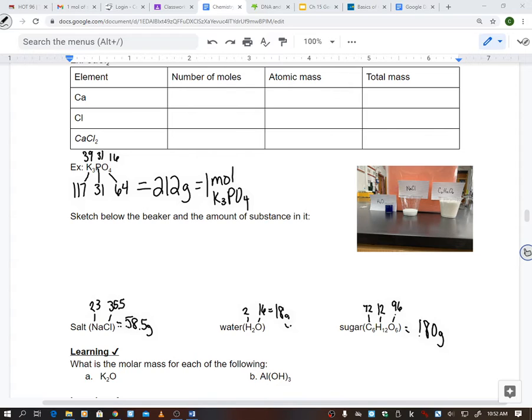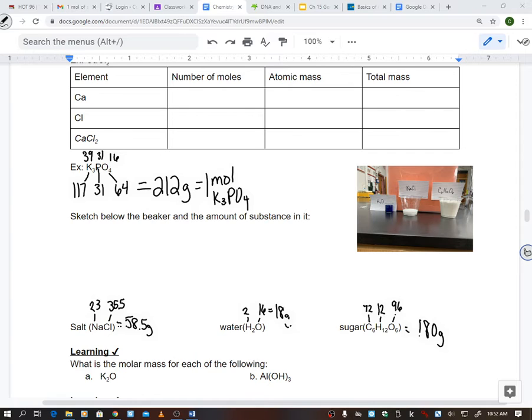So in this picture, I have measured out exactly 58.5 grams of salt. I say exactly, I tried to get exactly. It might be like 58.52, but I measured out 58.5 grams, so that is 1 mole of salt. On my water right there, I measured out 18 grams of water, so that's 1 mole of water. And then for sugar, I measured out 180 grams of sugar. So that is 1 mole of sugar.